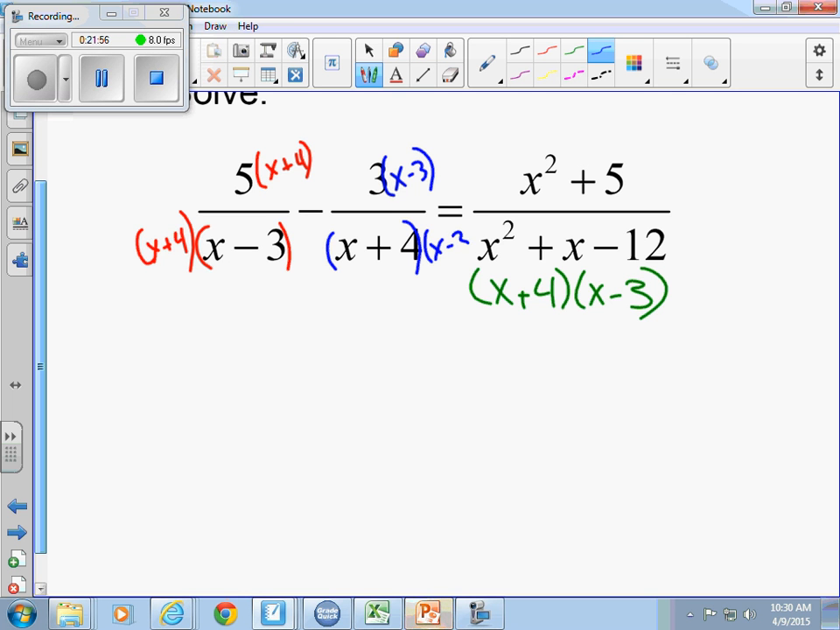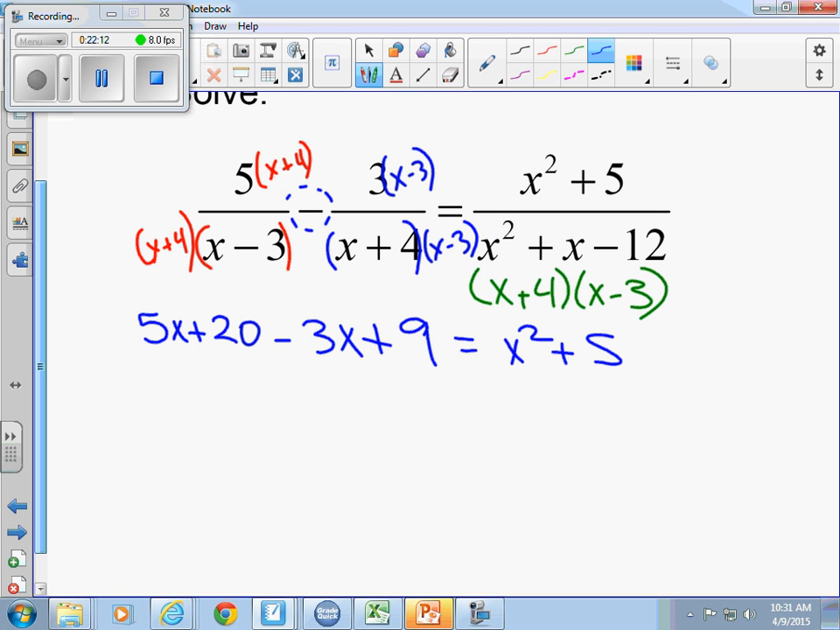Remember to be very careful on this middle fraction. Make sure that negative goes with everything in the numerator. So I get 5x plus 20 minus 3x plus 9 equals x squared plus 5. The fraction on the right already had a big denominator, so we didn't have to do anything to it. Any questions so far? Combine like terms. Get 0 on one side since it's a quadratic.